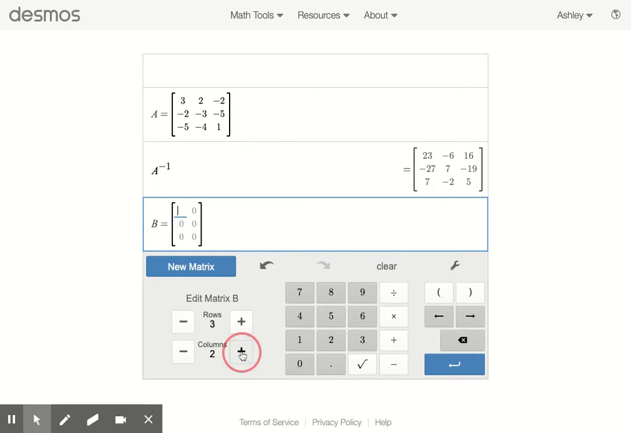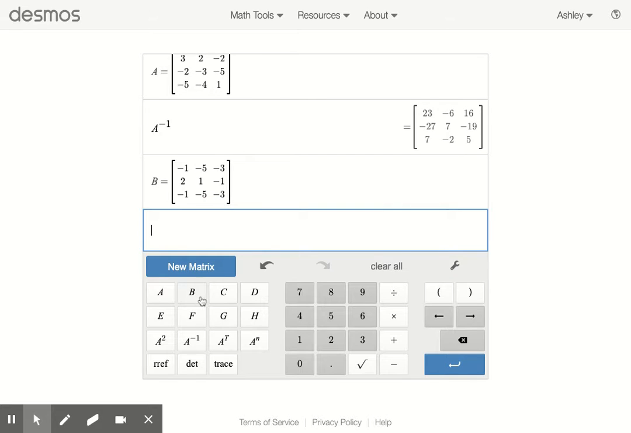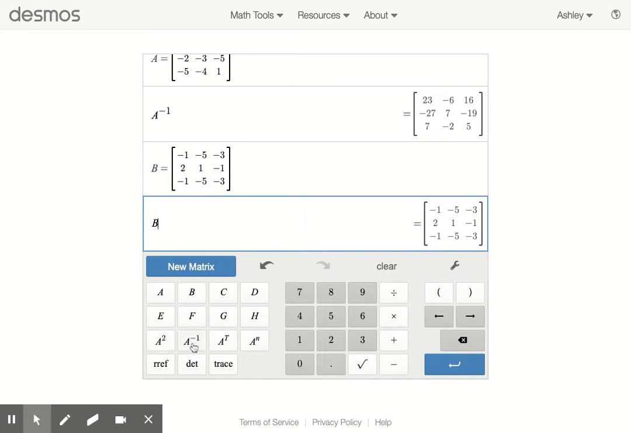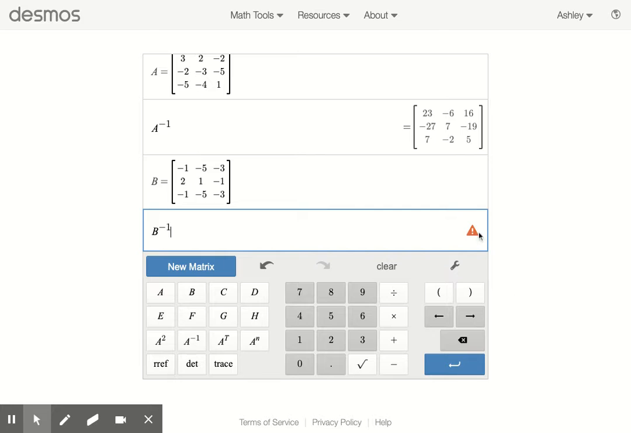So number 7 is also a 3 by 3. So it's negative 1, negative 5, negative 3, 2, 1, negative 1, and negative 1, negative 5, negative 3. So now we are going to do the inverse of this guy, and I get this. So this matrix does not have an inverse, okay? So here it's telling you there is no inverse here.